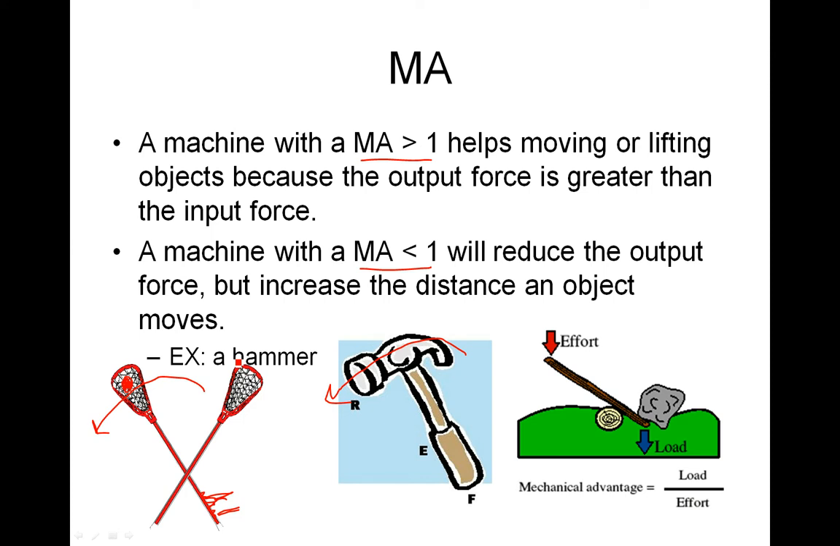If you have a really long stick, you can throw it really fast because you're gaining lots and lots of distance. That's going to be a mechanical advantage less than 1 though, because you had to put more force in than you got out. The force out was smaller than the force in.